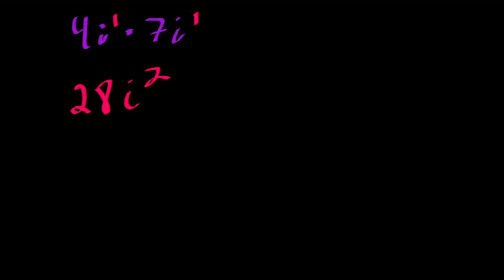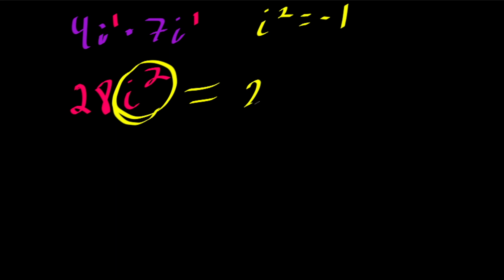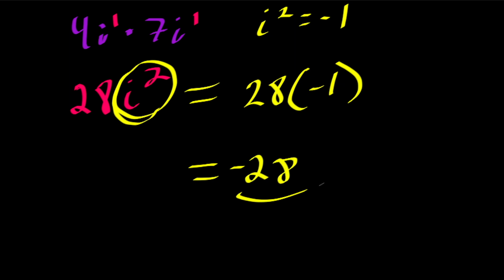So now, a lot of people would say, okay, I'm finished. But I'm not, because i squared, remember, is -1. So I could say this is 28 times -1 and replace that i squared with -1. So this would be -28. So that's the whole point of doing this. Let's do another example.